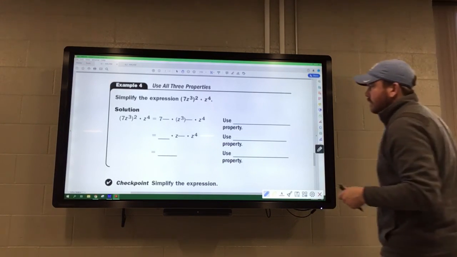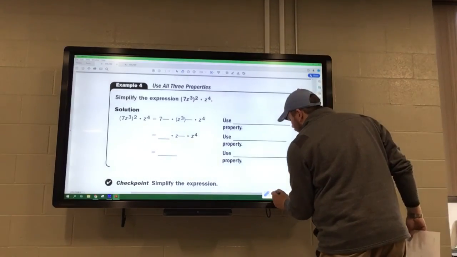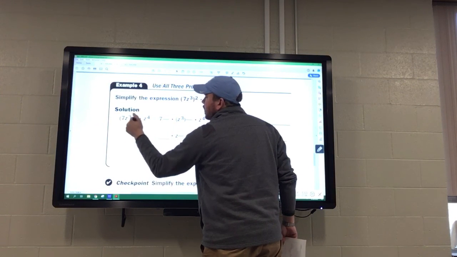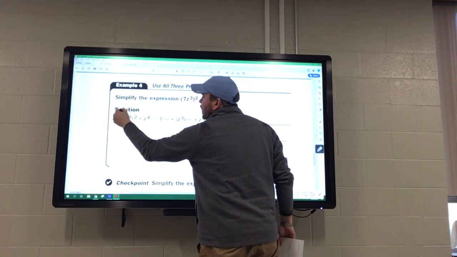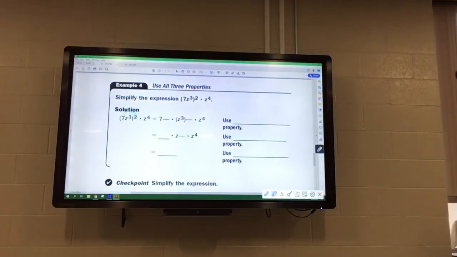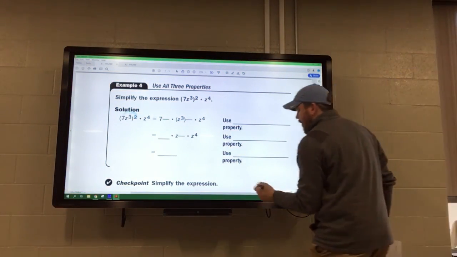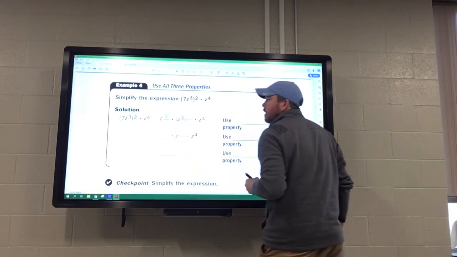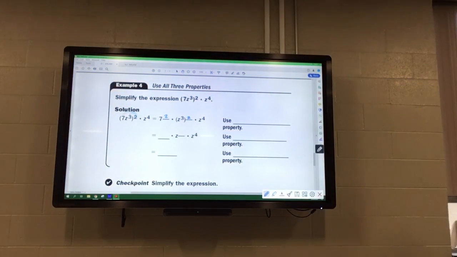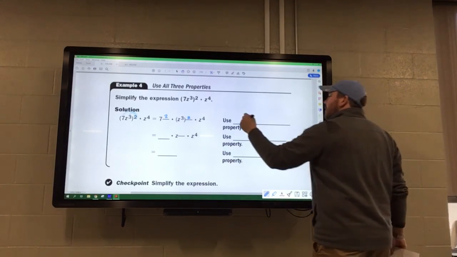First, since we have a power raised to another power, we're going to apply that squared to the 7 and to the z cubed. So I'm going to rewrite this as 7 squared times z cubed squared times z to the 4th. And that was the power of a product property.